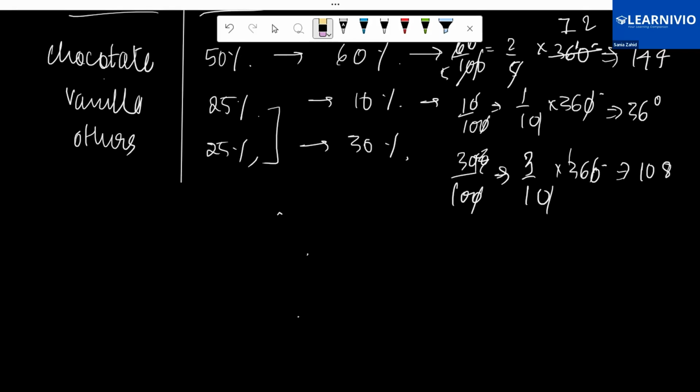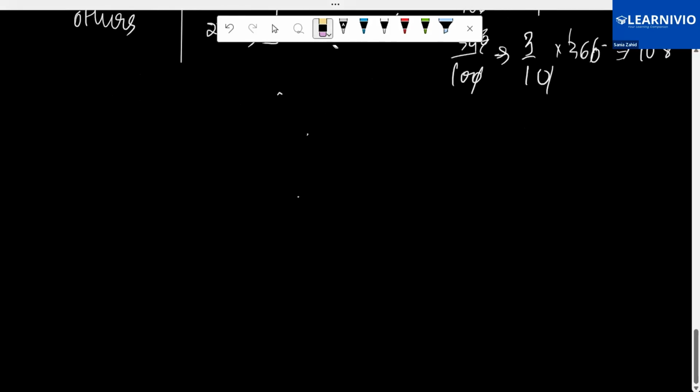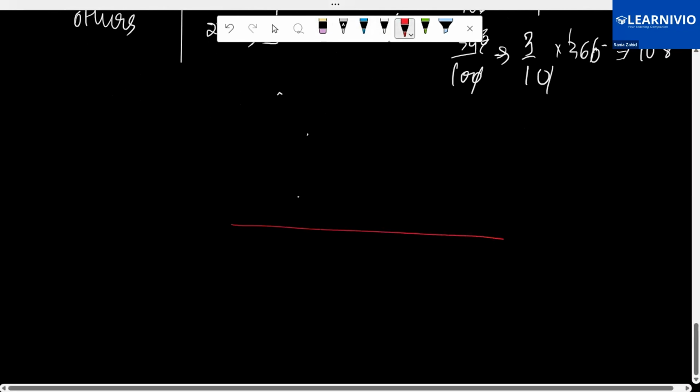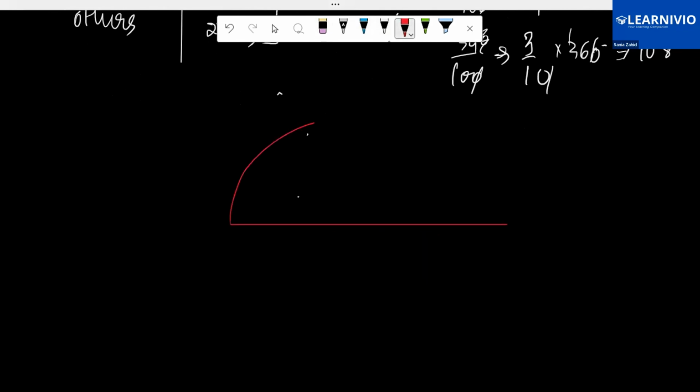Ma'am, I got my protractor. Okay. So your protractor is something like this. Right. And it has a center point and it has two markings: 0, 1, 2, 3, 4, 5, 6, 7, 8, up to 180. And from here also it has 0, 1, 2, 3, 4, 5, 6, 7, 8, and 180 degrees.